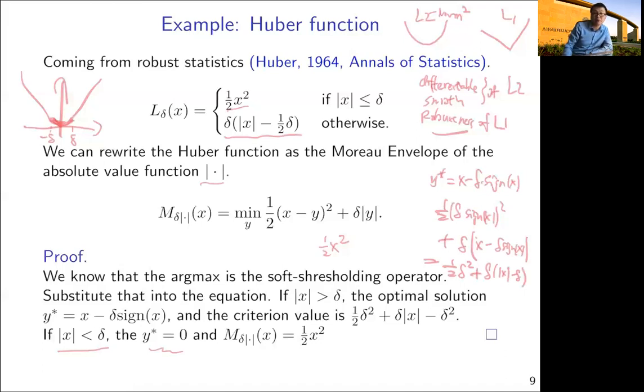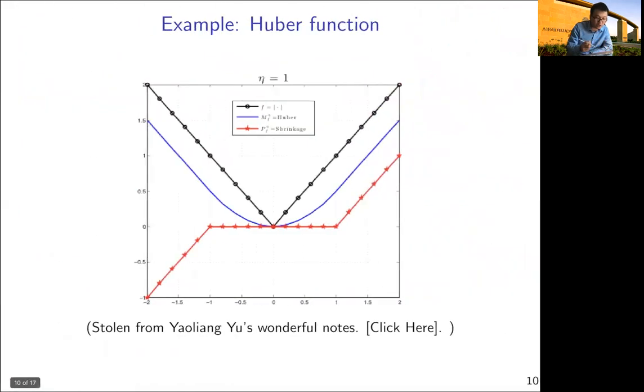So instead of being just an arbitrary hybrid of the two functions, it actually comes out of the Moreau envelope, and it can be natural to view the Huber function as a smoothed version of the one norm. Okay, so this picture illustrates it all.